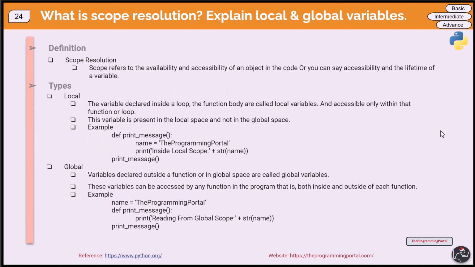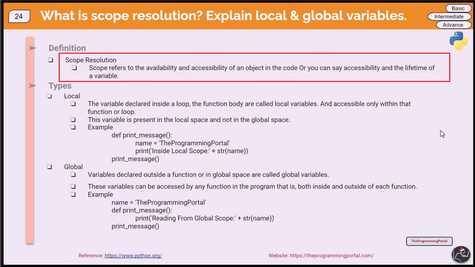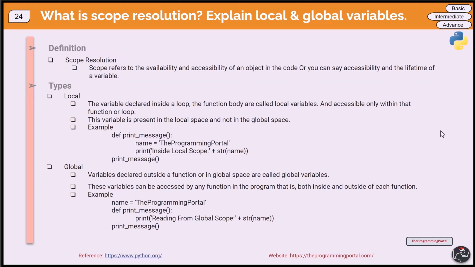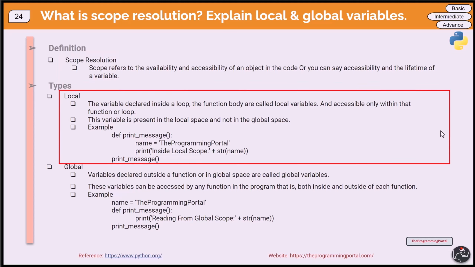Next we have: what is scope resolution, and what are local and global variables? It is similar to what we have learned in namespace. So what is scope resolution? Scope refers to the availability and accessibility of an object in code. Let's say you have a variable, then from which places can we access that variable? If I declare a variable inside a function, then its scope is limited to that function only, and that variable will not be accessible from outside the function.